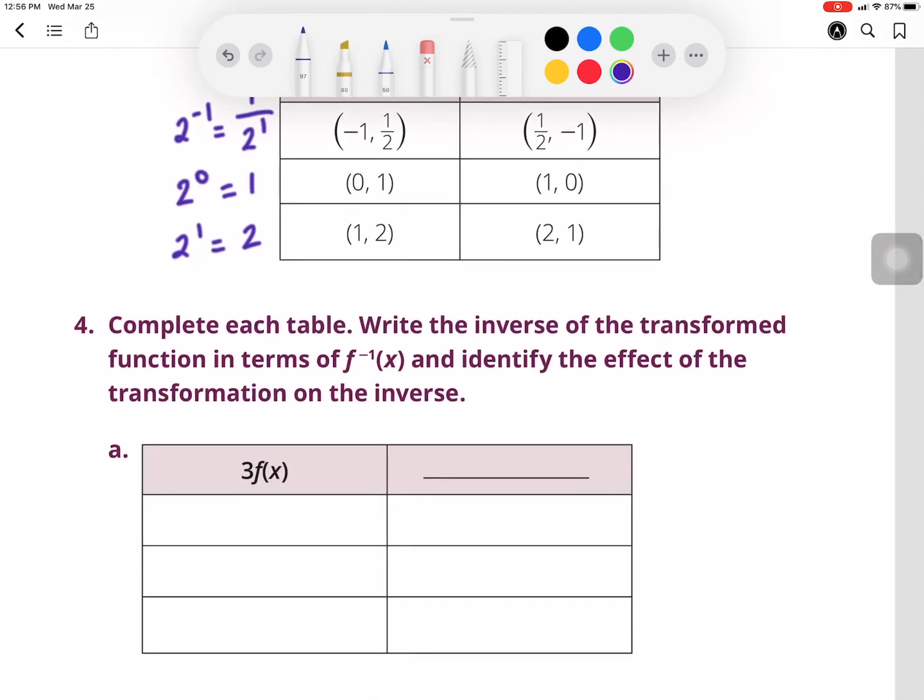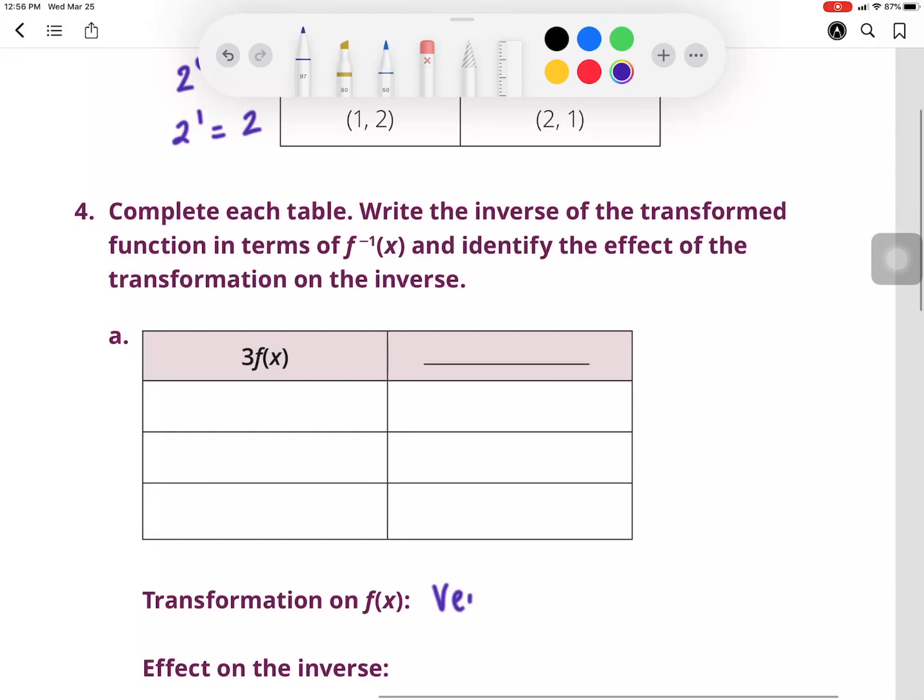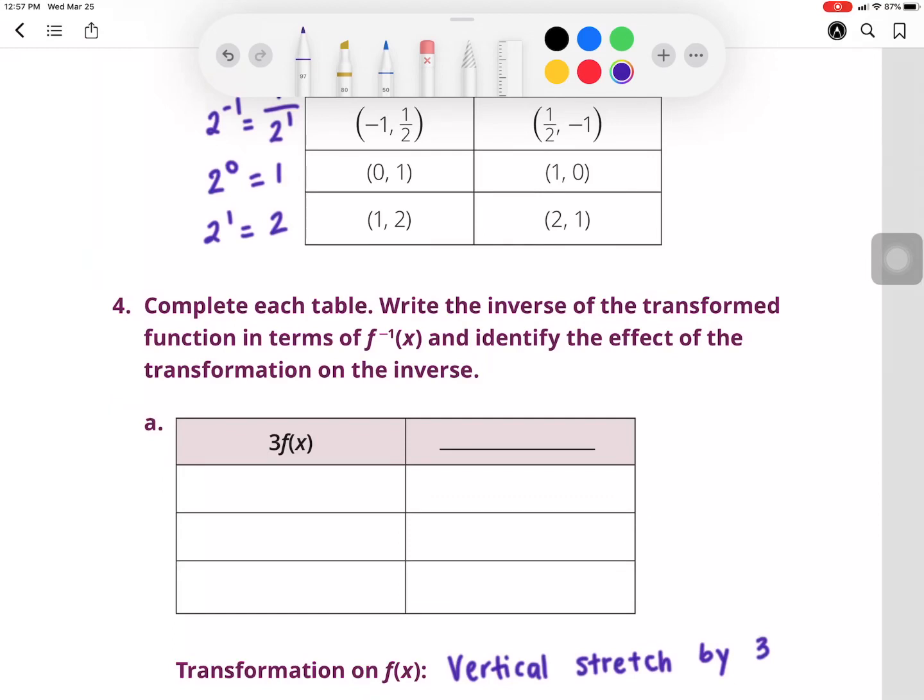What we want to do is fill out our chart for the transformation here. So here we have 3 times f of x. The 3 is on the outside, so that means it is a vertical stretch by 3. With a vertical stretch, you're going to change only the y values and leave the x values alone. From the table above, the first point was negative 1, 1/2. You take 1/2 and multiply it by 3, so you get negative 1 comma 3/2.